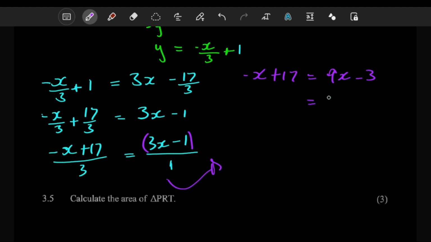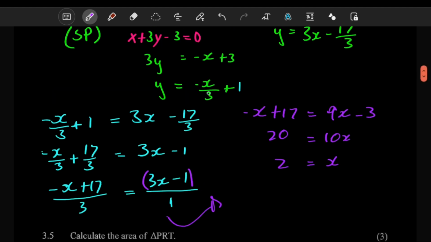This can go over, it's going to become a 10x. This can go to the other side, it's going to become a 20. And then obviously divided by 10 on both sides, x is going to be a whopping 2. How satisfying is that? Because obviously when you get full numbers as answers, it feels so good. But anyways, we have got x as positive 2 here.